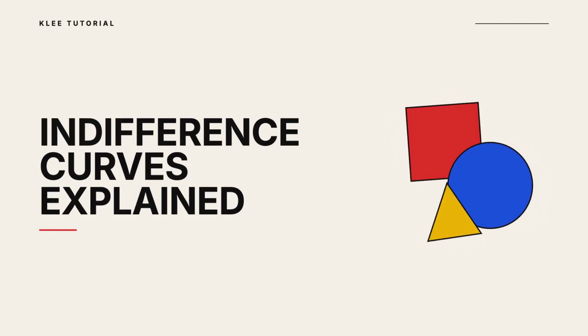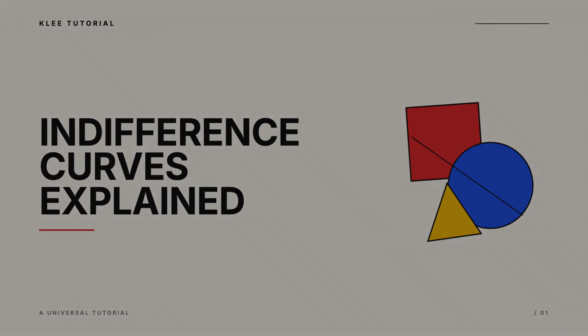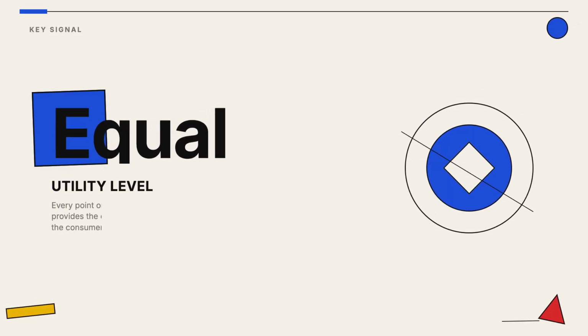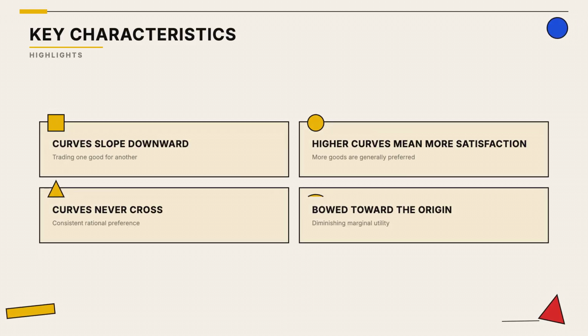Indifference curves are a foundational tool in economics, used to map out how consumers make choices between two different goods. At its core, this concept helps us visualize a consumer's internal preferences and their willingness to trade one item for another. Every single point located along a specific curve represents a combination of goods that provides the consumer with the same total satisfaction. These curves follow specific logic.